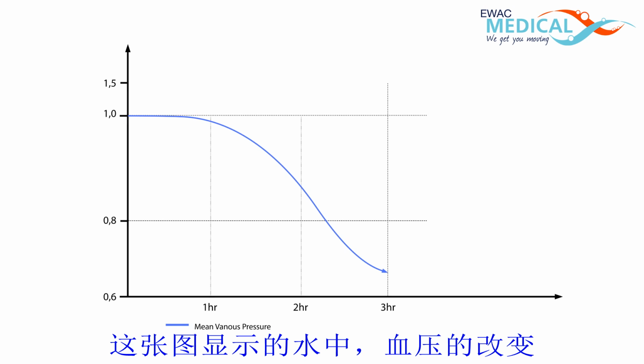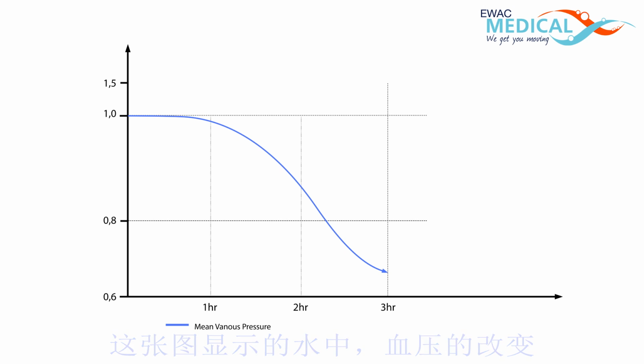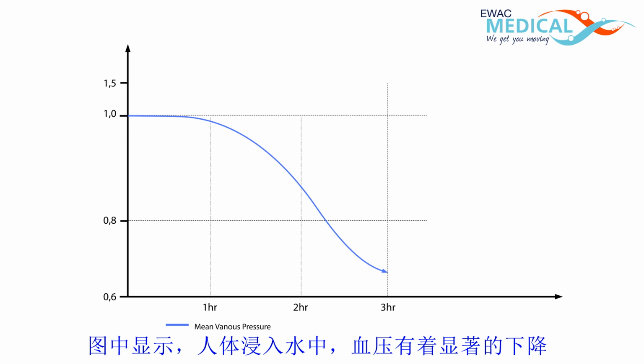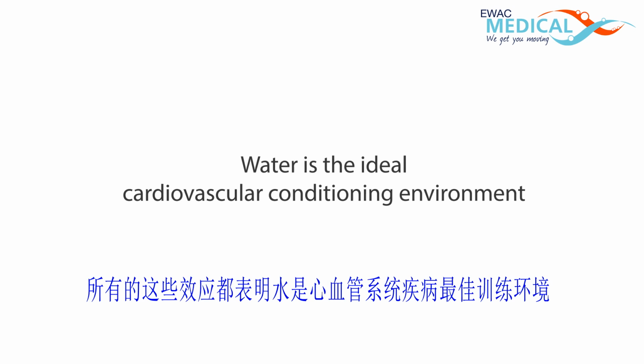In this graph, we have displayed the development of blood pressure during immersion. It is clear that blood pressure drops significantly when the human body is submerged. And all these effects add up to the conclusion that water is the ideal cardiovascular conditioning environment.